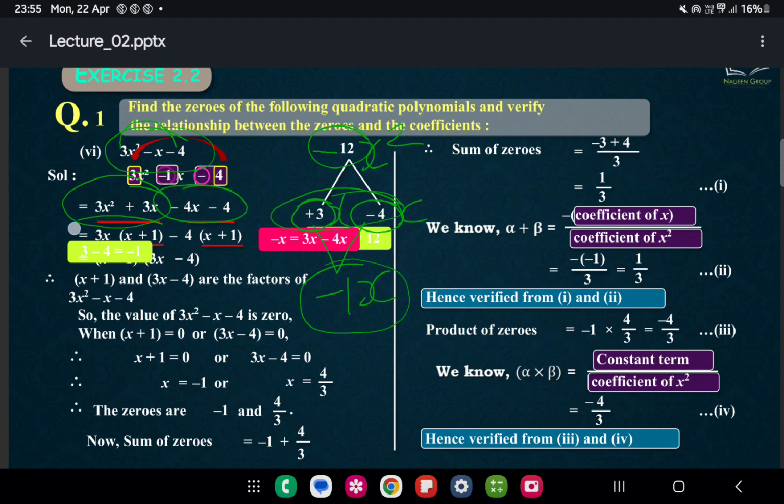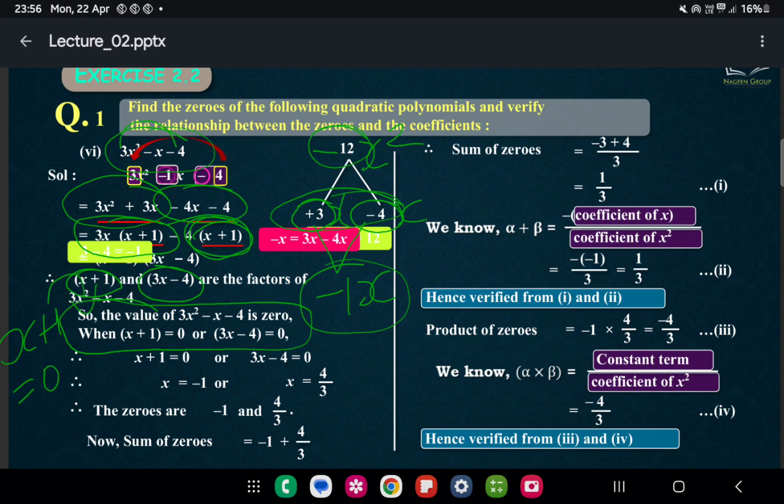Here we can take 3x common, you will get x plus 3x. When we take it common, x plus 1 will remain. Here minus 4 we have taken, means x plus 1 is remaining. We can take 3x minus 4 as one term, x plus 1 is another term. So we have to find the zeros of the given polynomial. x plus 1 is equal to 0.